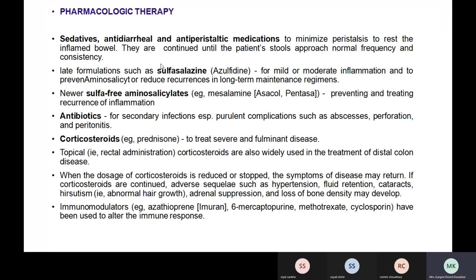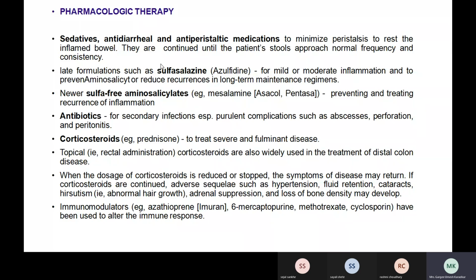Okay, and what drugs are required for these patients? First, of course, sedatives may be given to the patient. Then antidiarrheal drugs and antiperistaltic medication. Antiperistaltic meaning which will reduce the intestinal motility. Okay, so it will minimize the peristaltic movements. Why is this done? To give rest to the inflamed bowel. Whenever there is inflammation, you need to give some rest to that area so that it can start healing. So they are continued until the patient's stools approach the normal frequency and consistency.